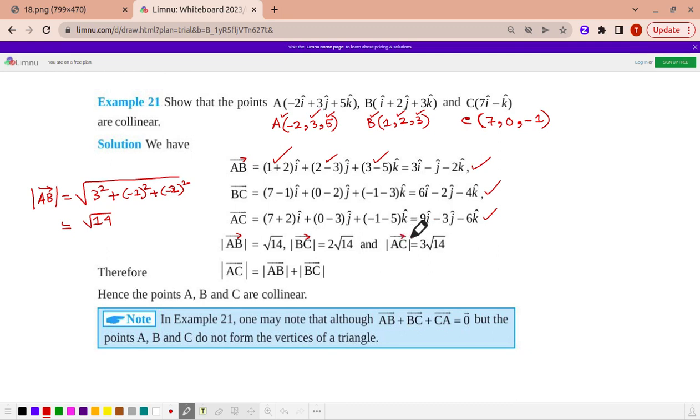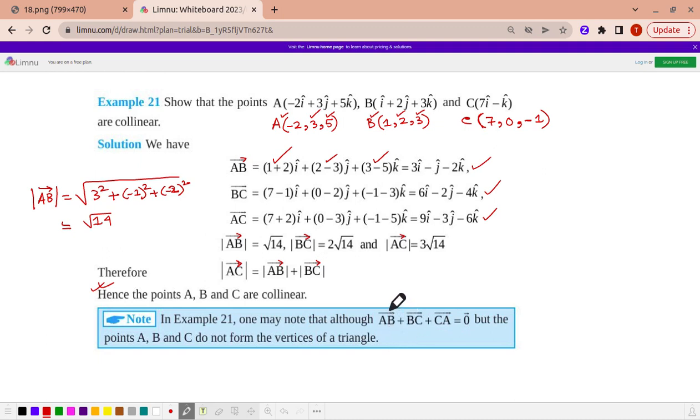Now from here what you see, the modulus of the vector AC is equal to the modulus of the vector AB plus the modulus of the vector BC. So we are able to prove that, and from this we can conclude the points A, B, C are collinear. Correct.